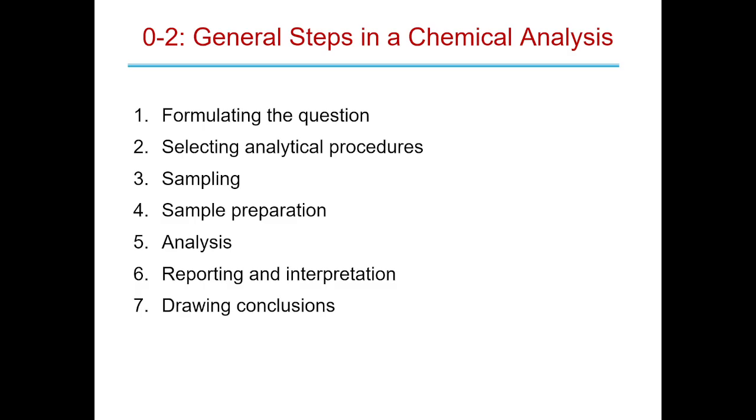Okay, so these are the general steps that are going to happen in a chemical analysis. You're going to notice that they're actually the scientific method. They're just applied. Okay? Formulating the question. Hey, notice first thing, question, right? Selecting the analytical procedures. This is essentially splitting up your hypothesis portion, okay? You'll notice your hypothesis portion actually gets split up into parts of each of these. So selecting analytical procedures. Sampling. Sample preparation. Then you're going to analyze a sample. You're going to report and interpret that data.